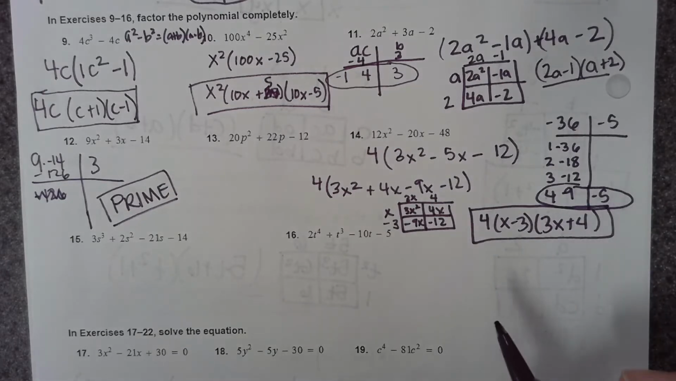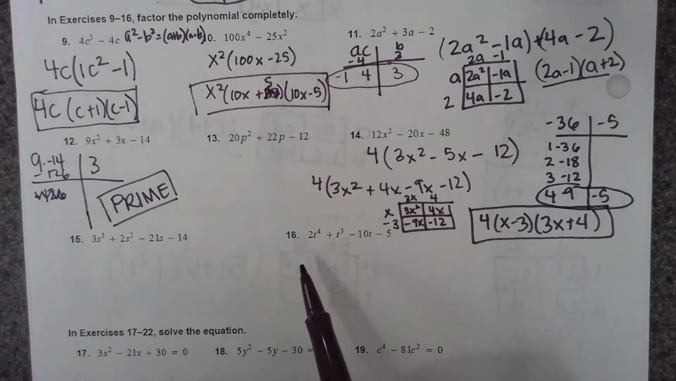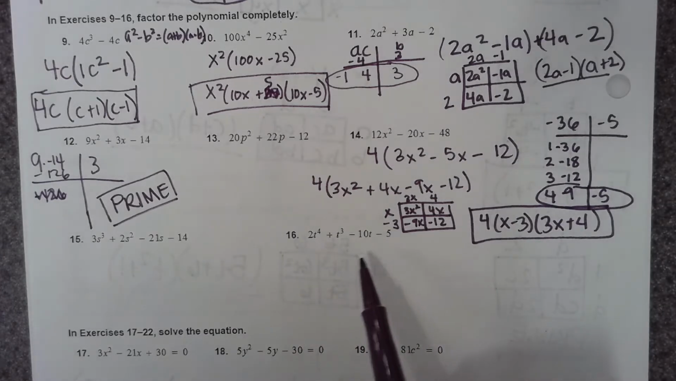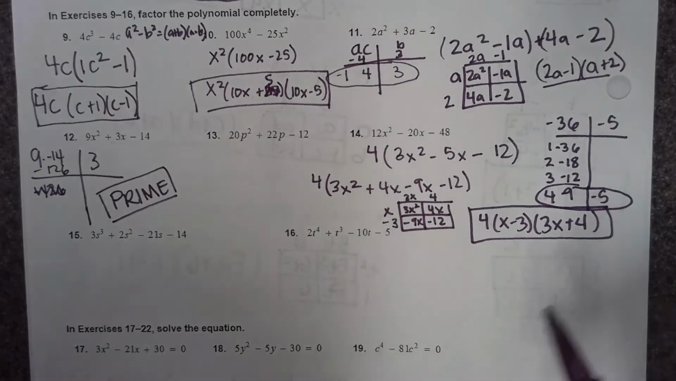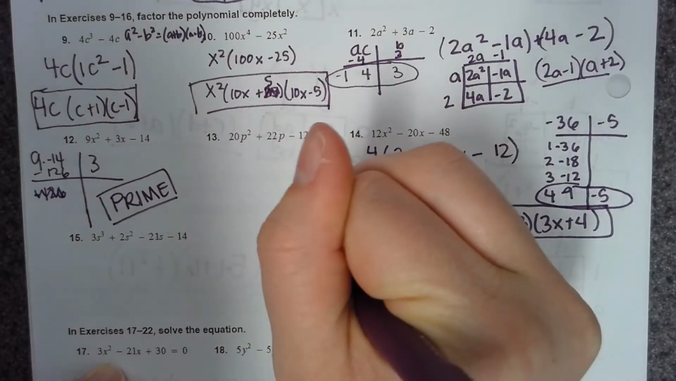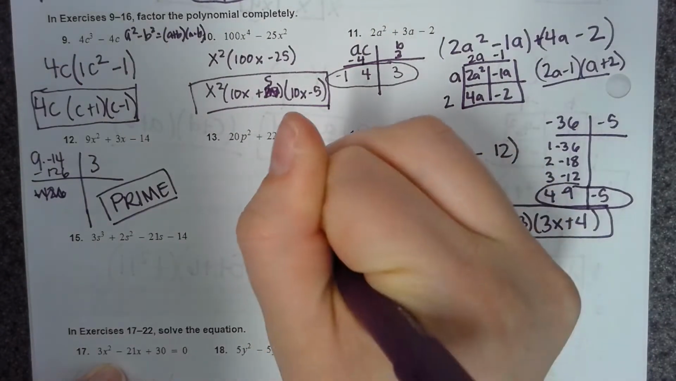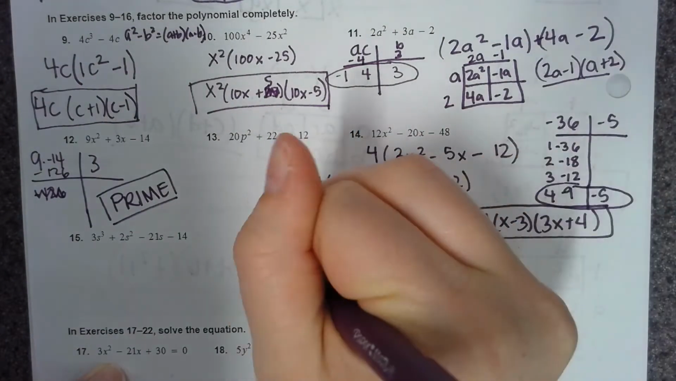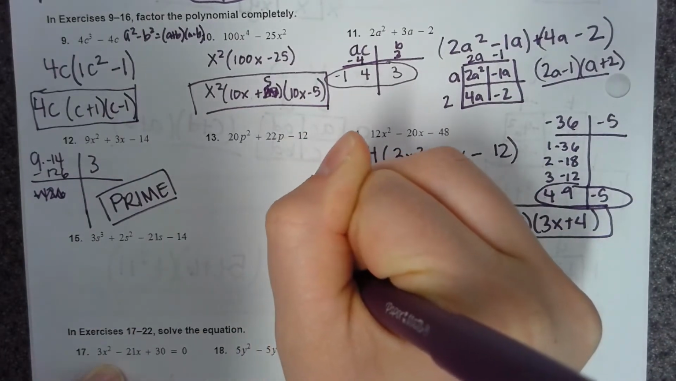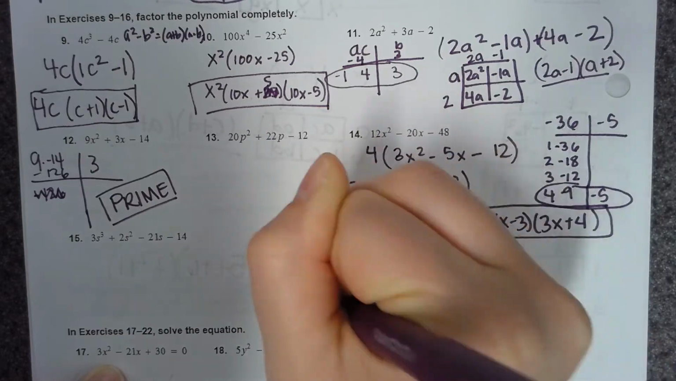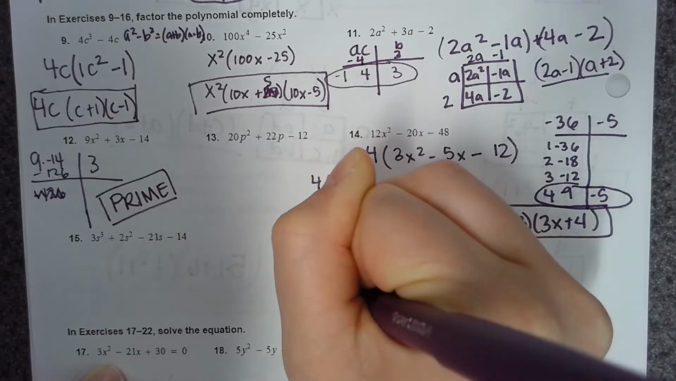Okay, you can pause the video again and I'll work these through and give you the answers for 16 and 18. So I'm going to factor by grouping. I'm going to put them in my box. I got 2t to the 4th, t to the 3rd, negative 10t, and negative 5.